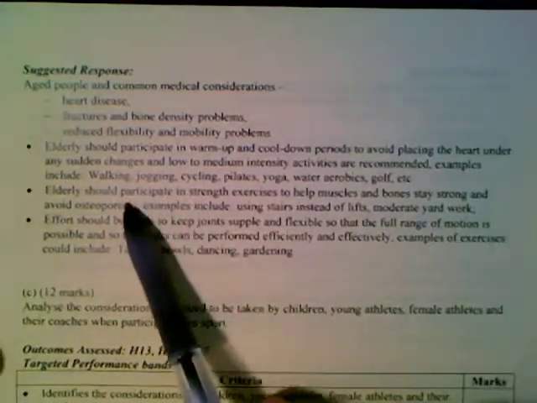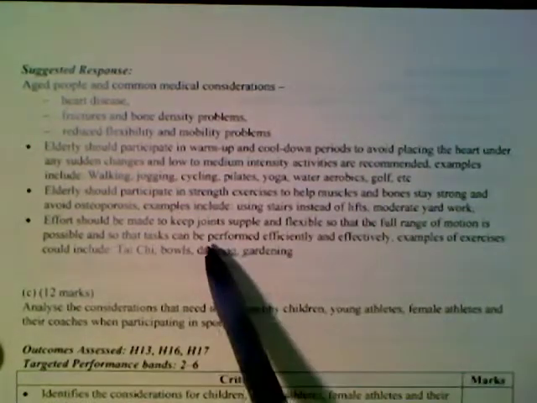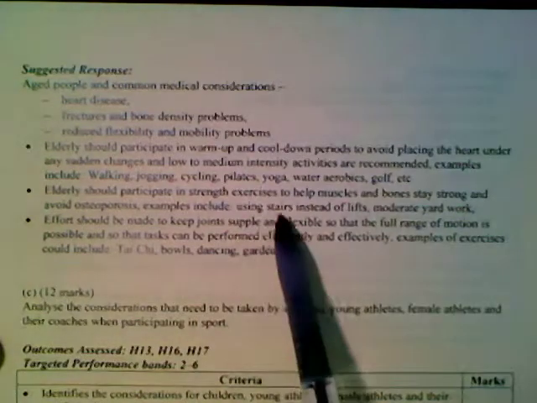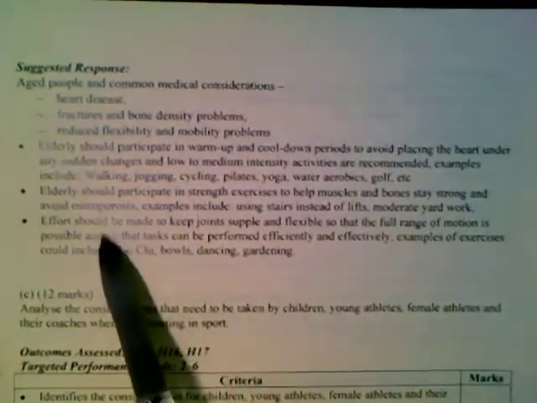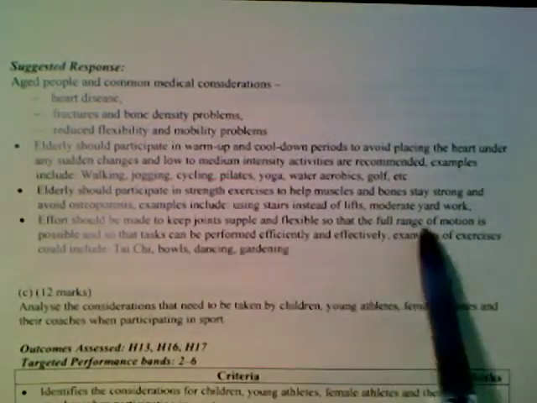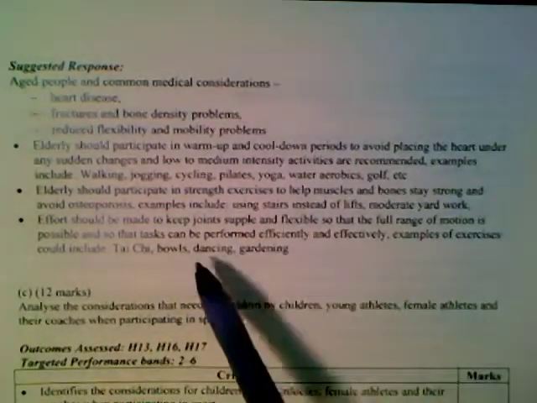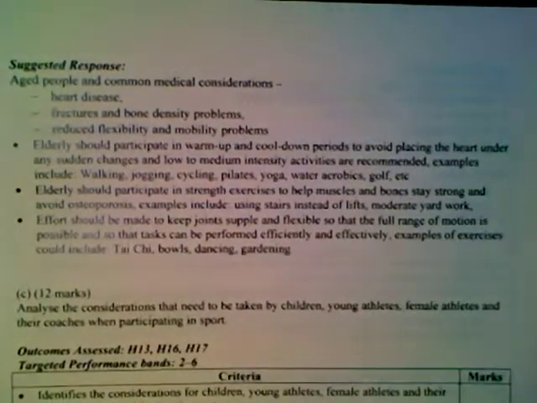They need to participate in some form of strength exercises to help muscles and bones stay strong. That's the bone density aspect. Using stairs instead of lifts, moderate yard work. And again, the last one here looks at effort being made to keep the joints supple and flexible so that full range of motion is possible. Some Tai Chi, some bowls, some dancing. So relating the example back to the condition which relates to the syllabus dot point.